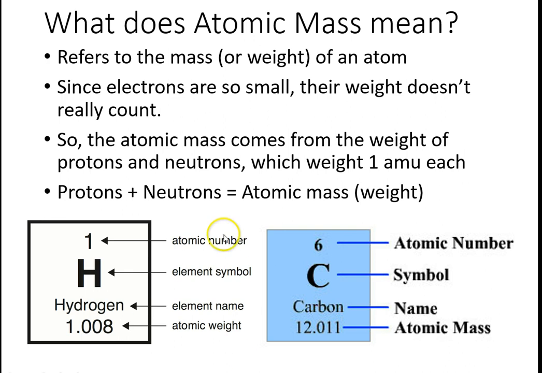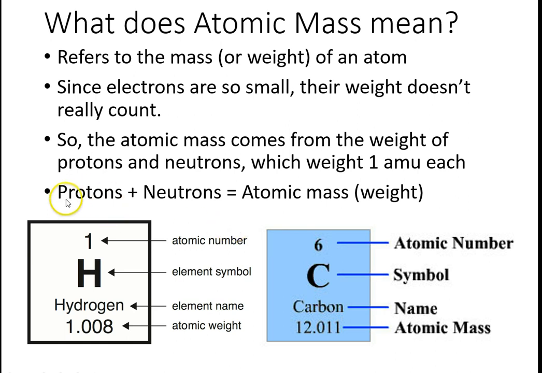And so when we look at one of these periodic table entries, the atomic mass is always going to be the larger of the two numbers that are provided. And so you can see it here. It's called atomic weight on one of these examples and atomic mass on the other. The other number that we see, this was not one of the questions, but just as a quick review, is the atomic number, which tells us the number of protons.